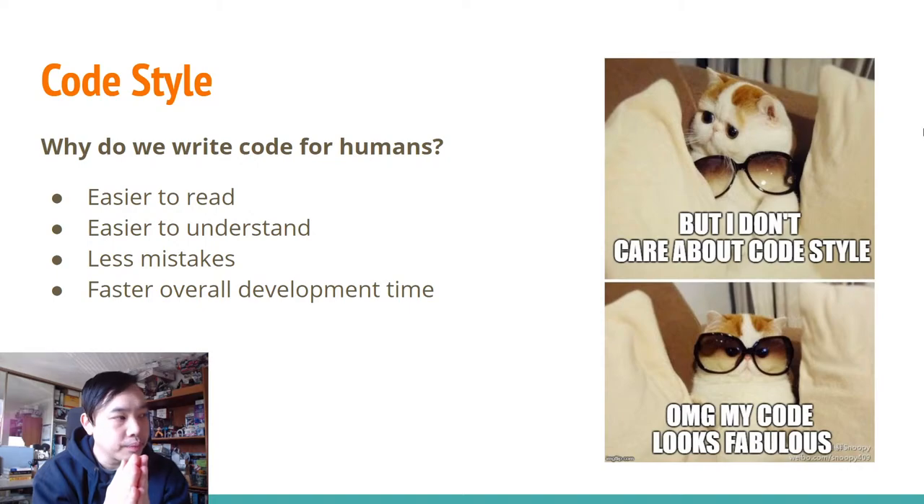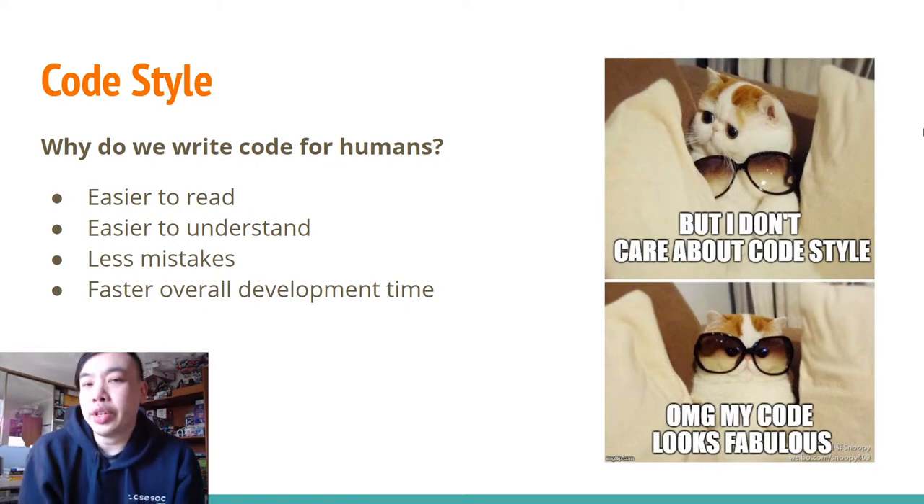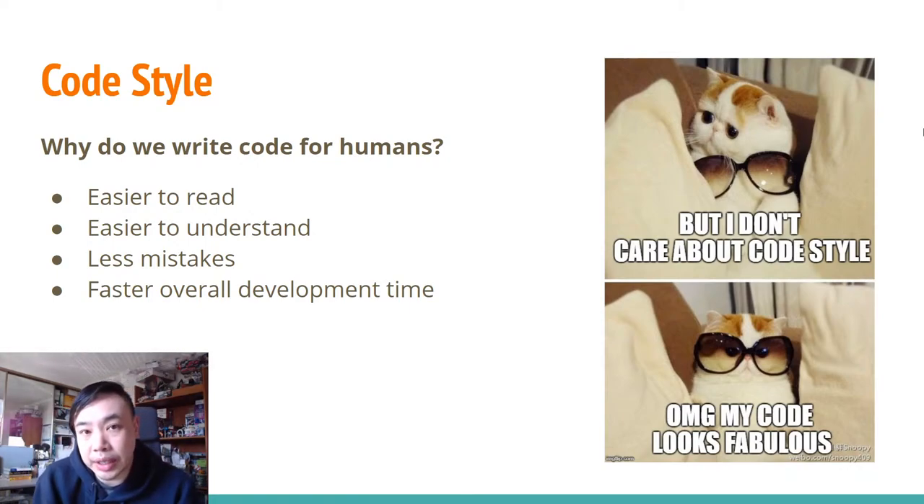Anyway, so if we can write our code in such a way that it's easier to spot mistakes in it, it's easier for us to understand it, or it's easier for us to have other people understand it, it generally leads to faster overall development time, which is quite funny because people seem to think that going to the trouble to write really neat code takes longer than writing normal code.